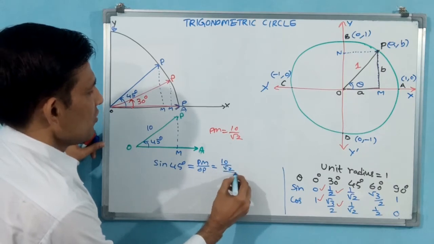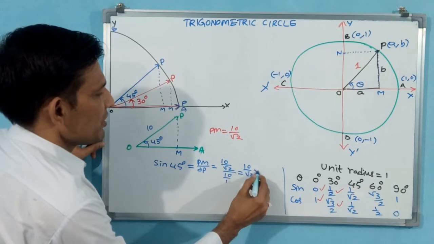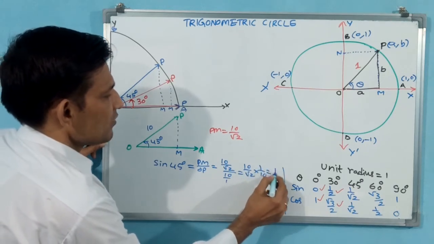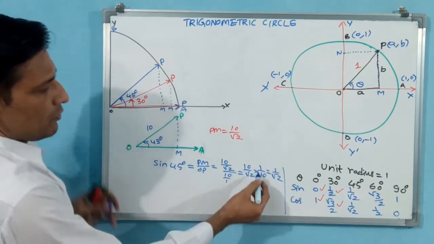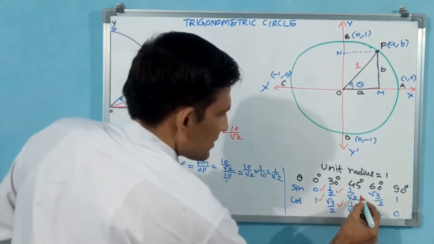10 by root 2 by 10 or by 1. That is equal to 10 by root 2 into 1 by 10. That is equal to 1 by root 2. Okay, 10 is going to get cancelled. Now we can say that we have proved this also.